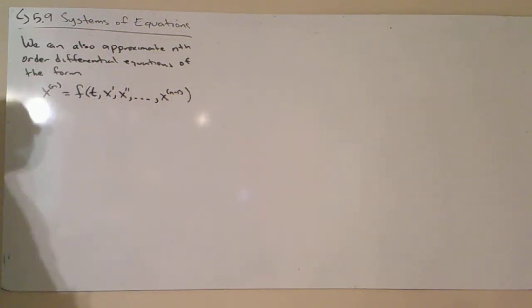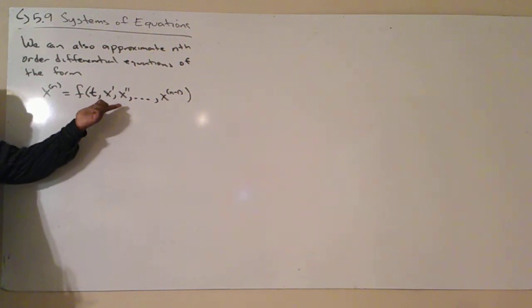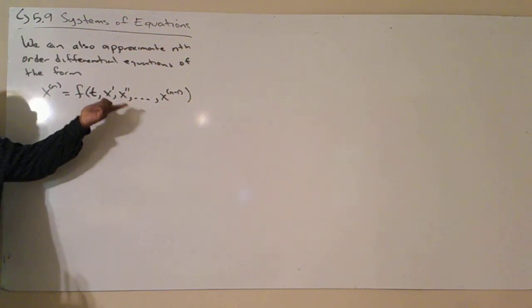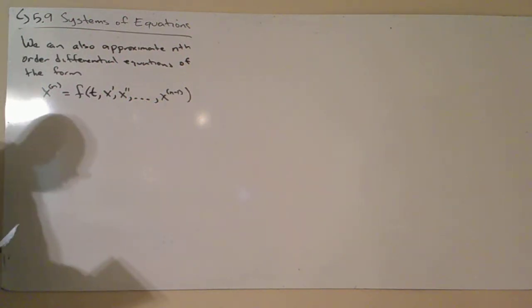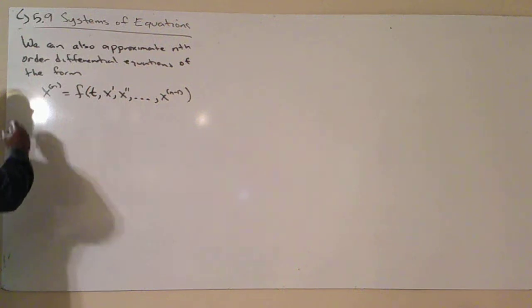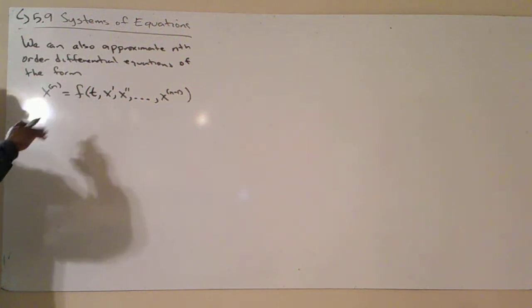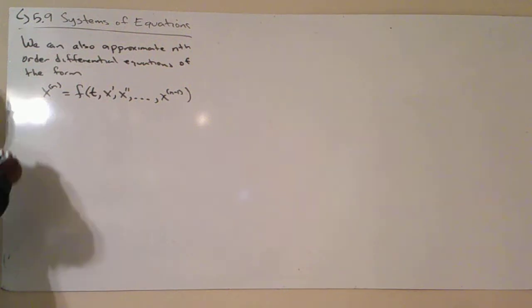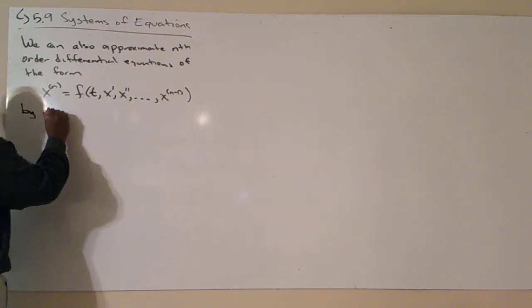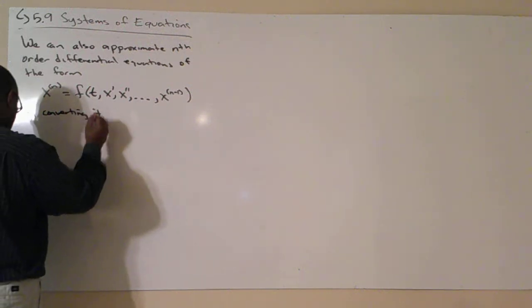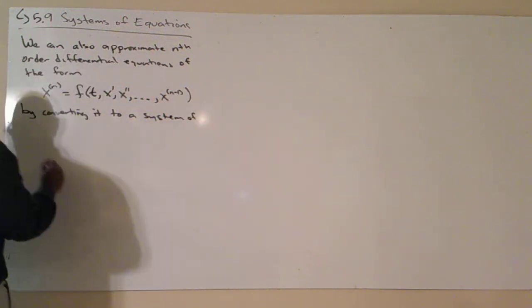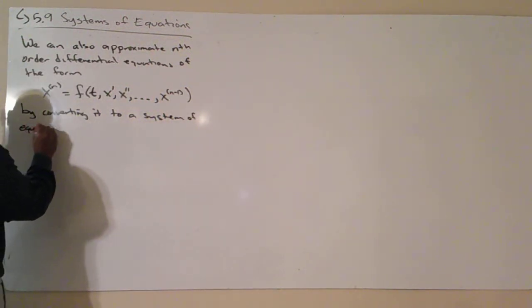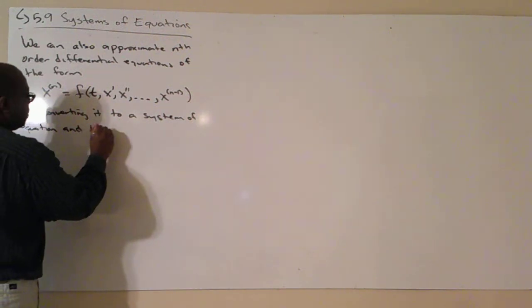Again, this function could have all of these terms or just some of them. So it might include the independent variable, it might not. It might include x prime or x double prime, it might not, and so forth, right? But it could if it wanted to. So we can also approximate the nth order differential equation of this form by converting it to a system of equations and then approximating the solution.